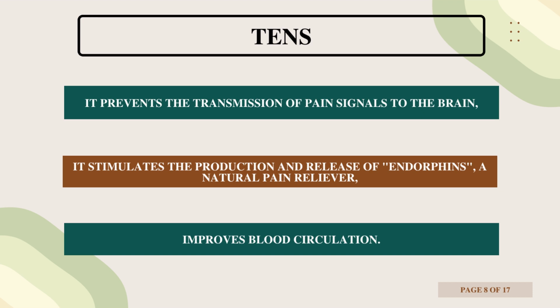Once the electrodes of TENS are attached to the skin, they work in three different ways to stimulate pain causing mechanisms and as a result suppress pain. It prevents the transmission of pain signals to the brain, it stimulates the production and release of endorphins, and also it improves blood circulation.